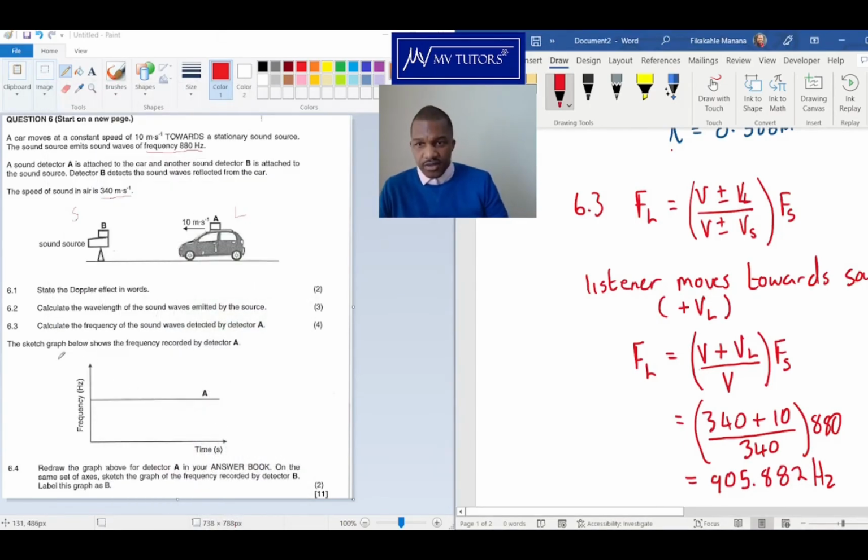Okay, let's go to the next question. It says the sketch graph below shows the frequency recorded by detector A. So detector A is that of the listener, right? Let me just say frequency of listener.